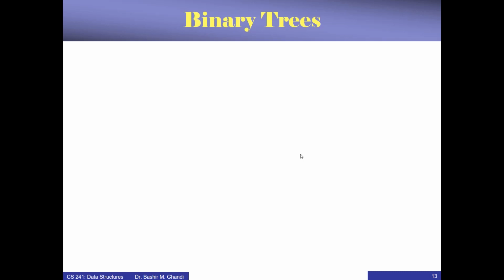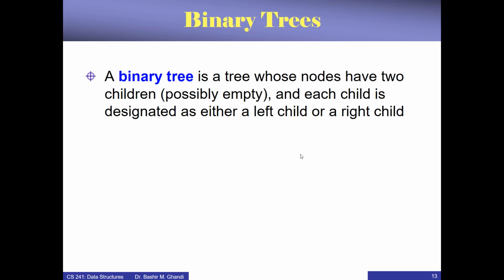Okay, at this point we are going to narrow down to a special type of tree called a binary tree. So what is a binary tree? A binary tree is one whose nodes have 2 children, possibly empty, and each child therefore can be designated with a particular name, left child or right child. Since there are only 2 children maximum, it's easy to name the children, so they are named left and right.